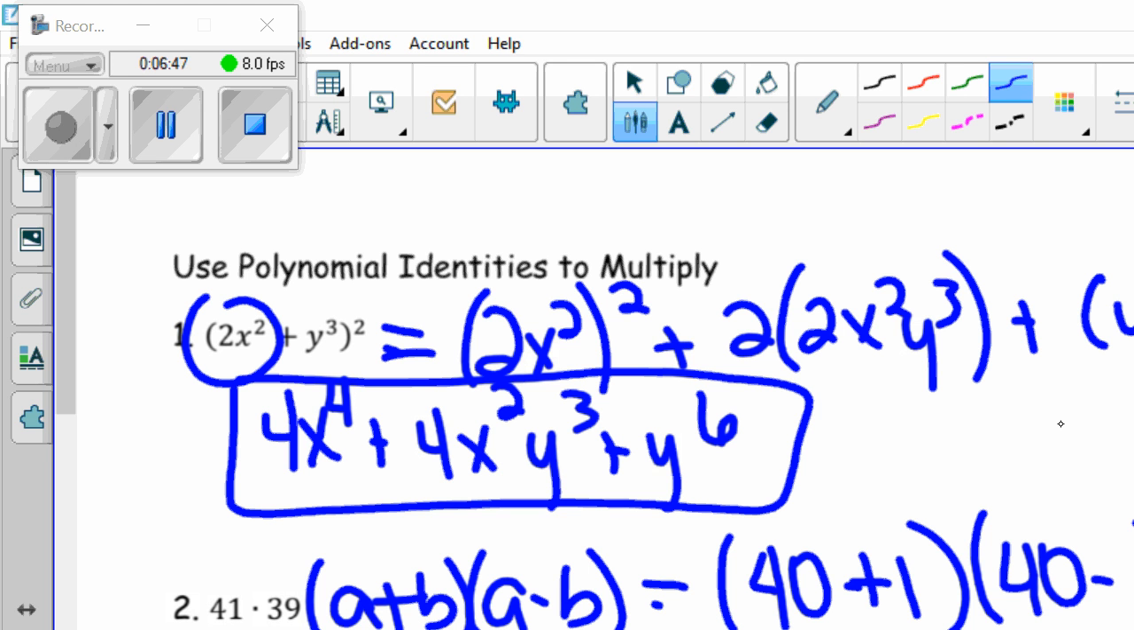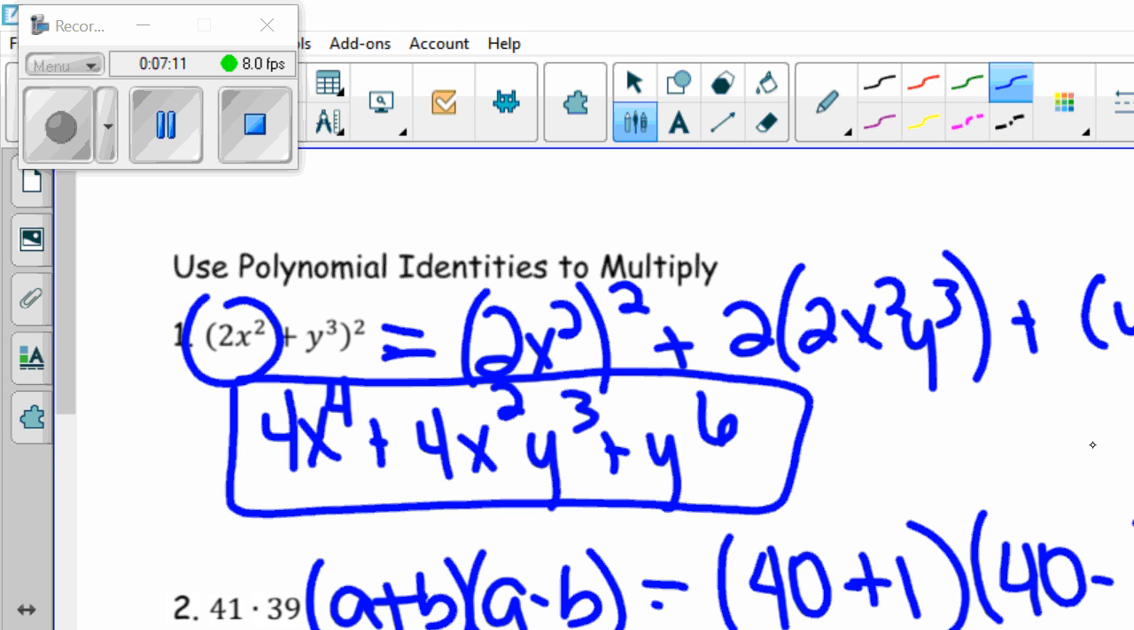I'm going to factor it down because I have 40 plus 1, 40 minus 1, so I know that that came from a difference of squares. So the difference of squares that it came from would have been 40 squared minus 1 squared. So then what's 40 squared? Well, that's an easy one. That's 1600. 1 squared is 1, so 1600 minus 1 is 1599.